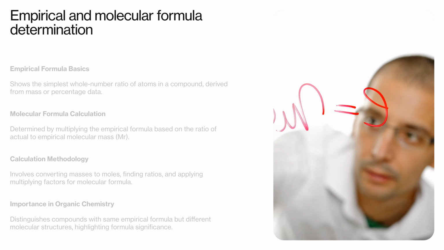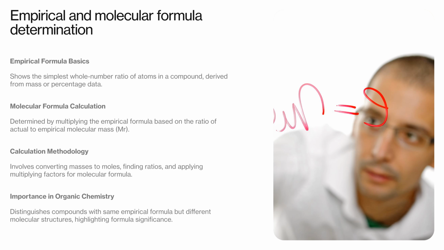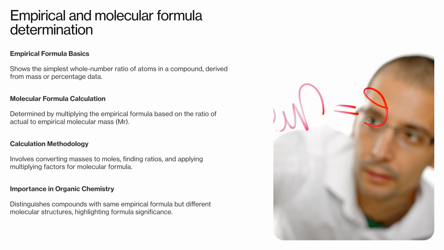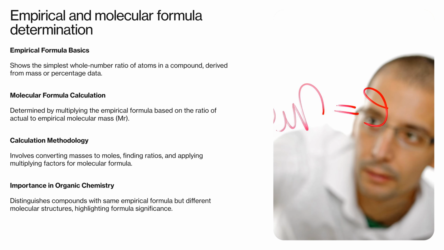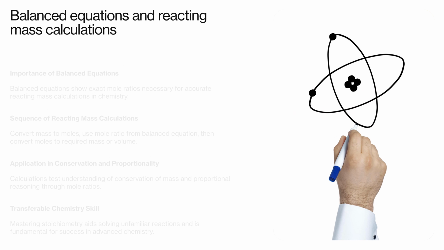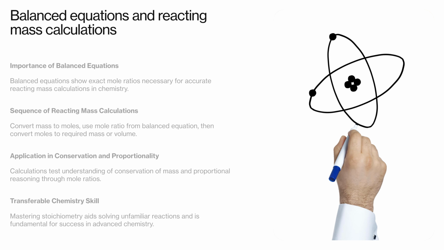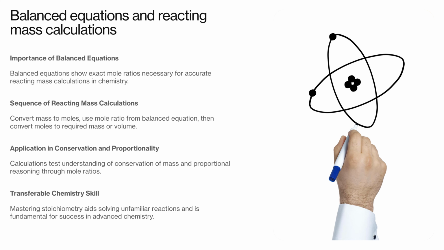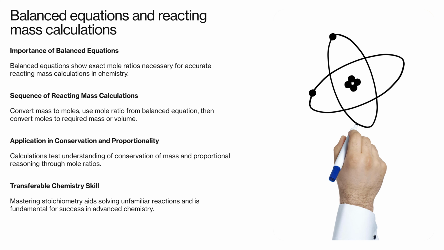The empirical formula shows the simplest whole number ratio of atoms of each element in a compound, while the molecular formula shows the actual number of atoms present in one molecule. Balanced chemical equations show the mole ratios in which reactants combine and products form. Reacting mass calculations typically follow a sequence. Convert a known mass to moles, use the mole ratio from the balanced equation, then convert the resulting moles into a mass or volume as required.